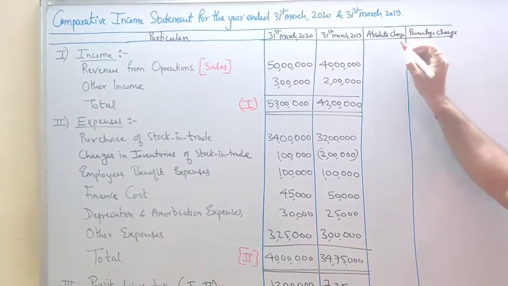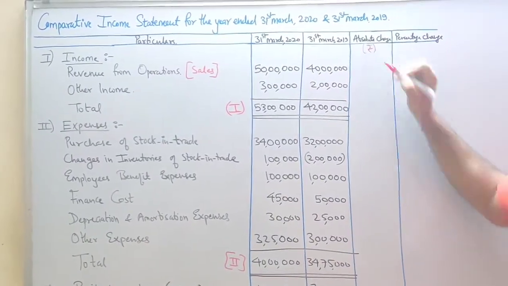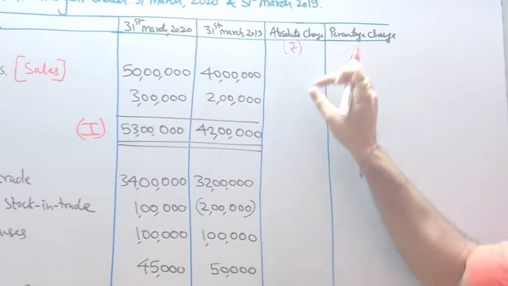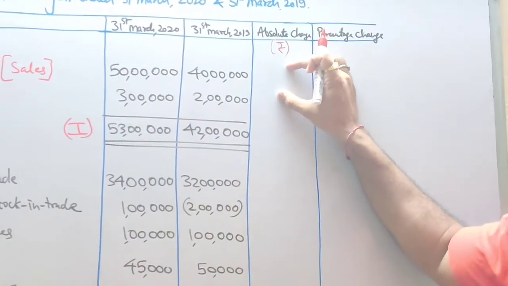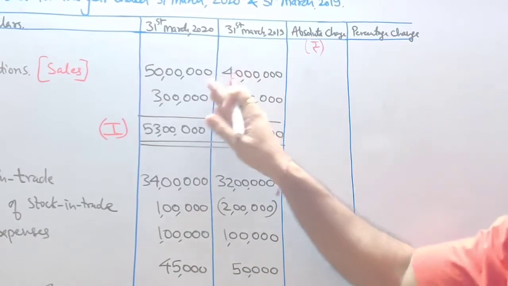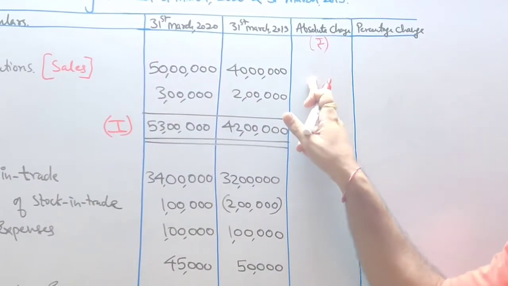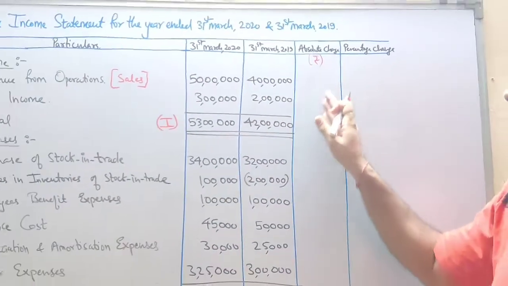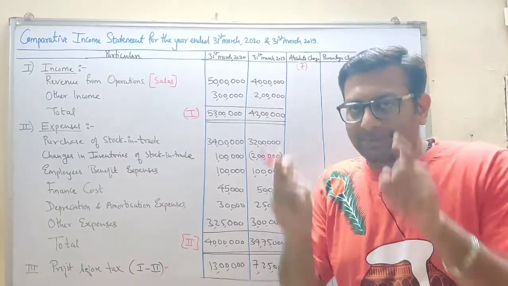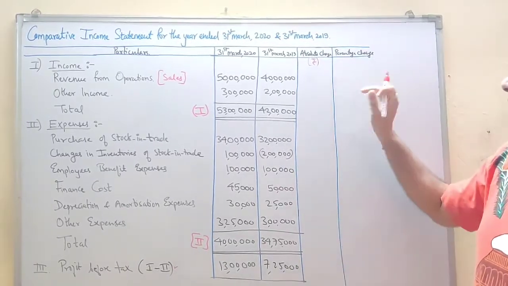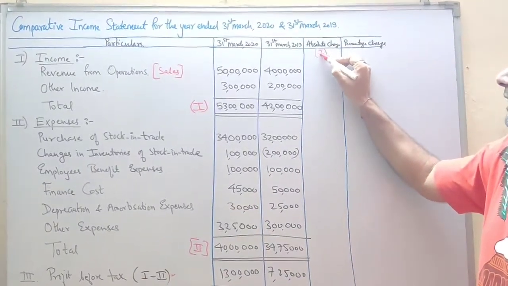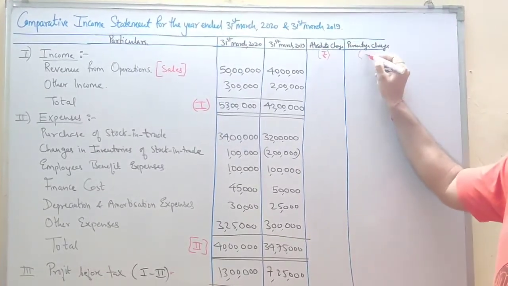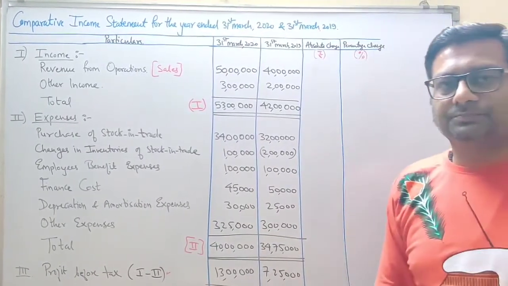But what do you mean by absolute change? You are going to compare the amounts, and after comparing, you will come to know whether there is an increase or a decrease in the amount. If there is an increase in the amount, you write the difference directly. And if there is a decrease in the amount, you will write it in brackets. To show a decrease, we put brackets, students. After writing the answer in rupee terms, the absolute change, now you will find out the percentage.